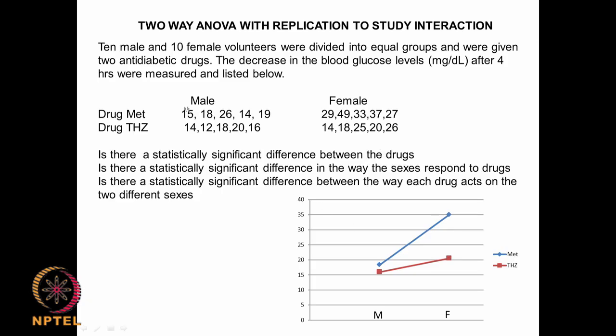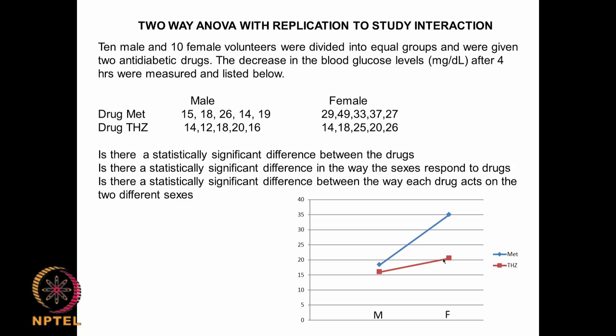So, when you plot these averages in 2 graphs, the red indicates THZ, the average of this and the average of this, and here it indicates male, here it indicates female. Look at metformin, it is going like this. THZ is going like this. Obviously, there is an interaction.